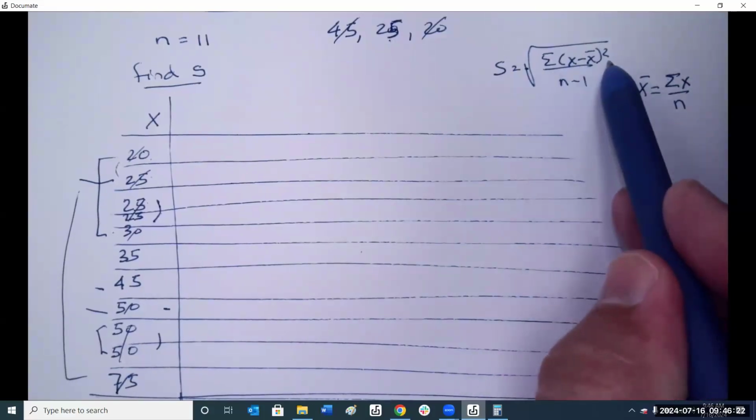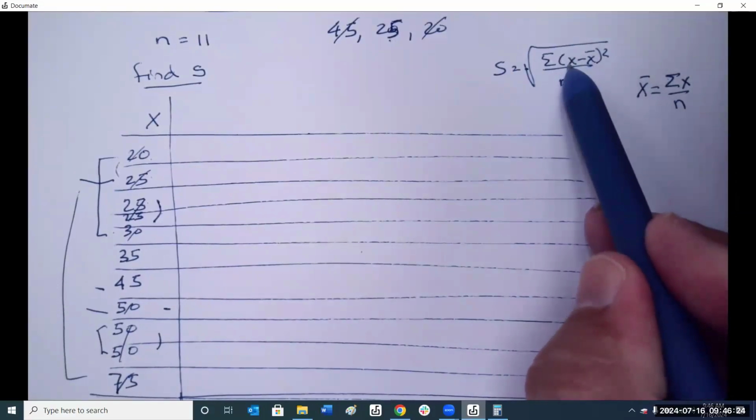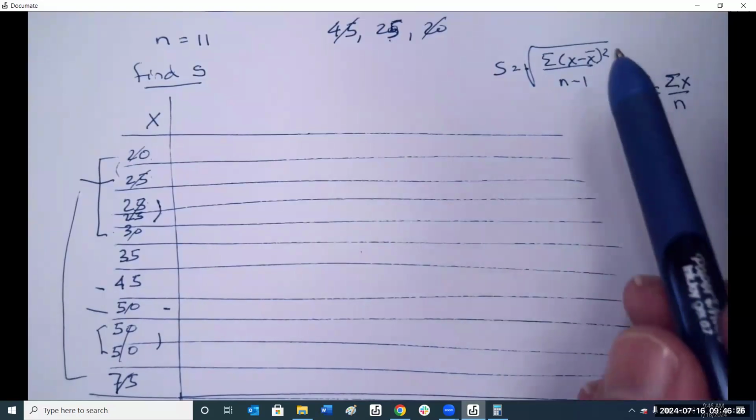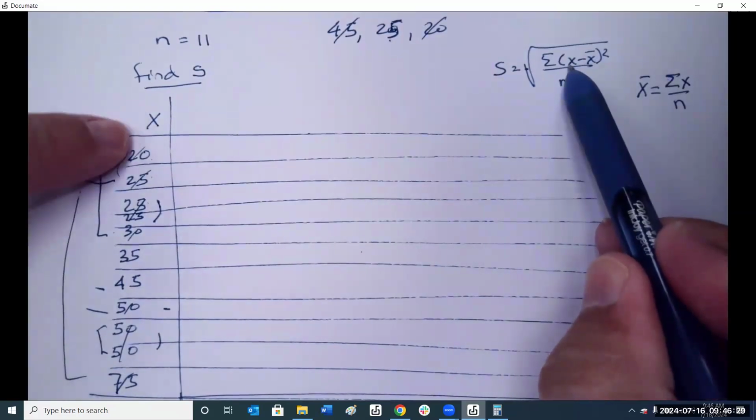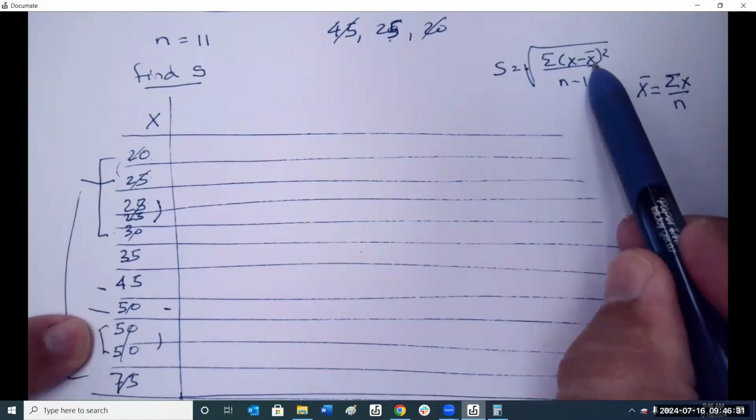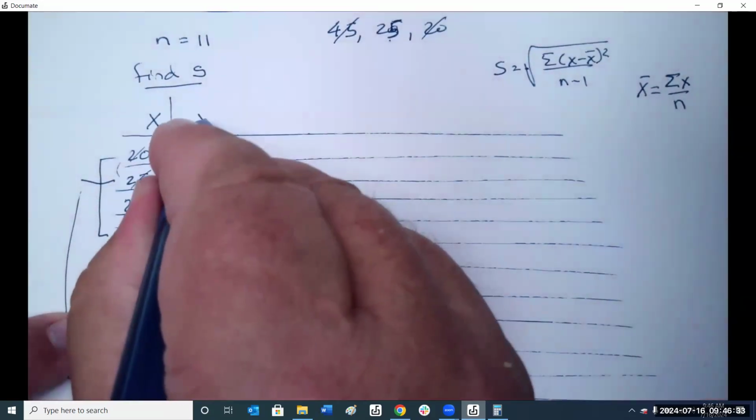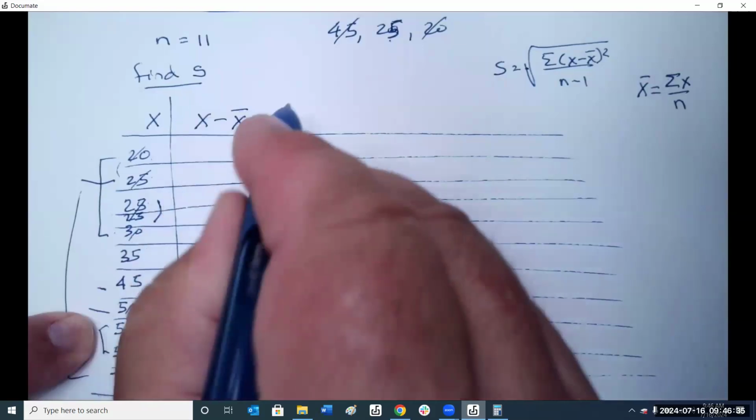Look at the formula. What do we have to do first? We have X in order of operations. You have to do inside the parenthesis first. We have X, that's this. We have to subtract X bar. So we have to find X minus X bar.